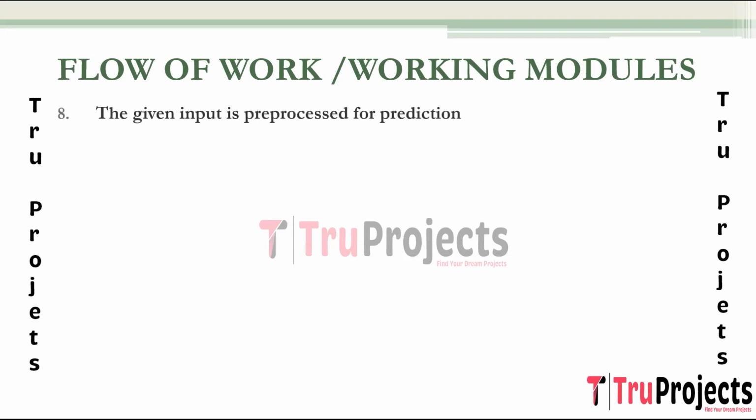The next step is pre-processing the given input for prediction. The input provided by the user is pre-processed to ensure that it aligns with the format expected by the model. This includes encoding categorical variables, scaling numerical features, etc.